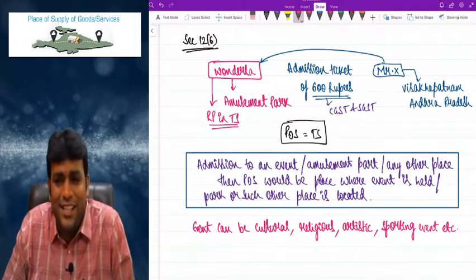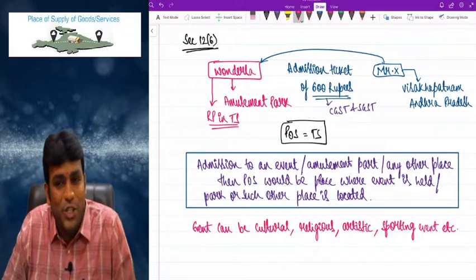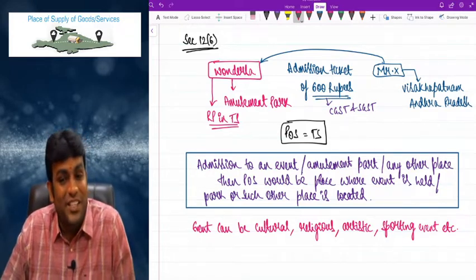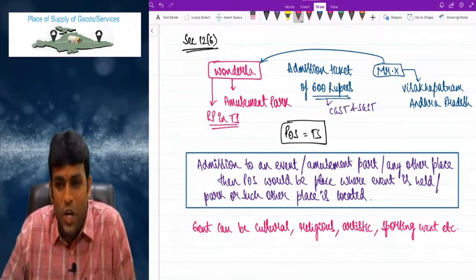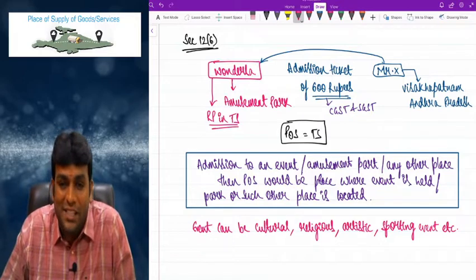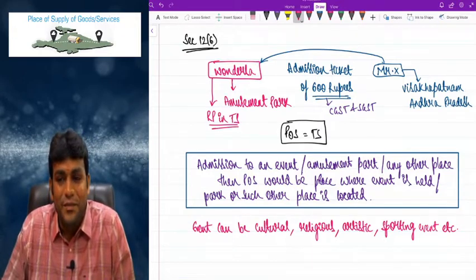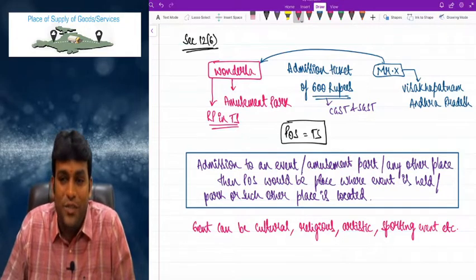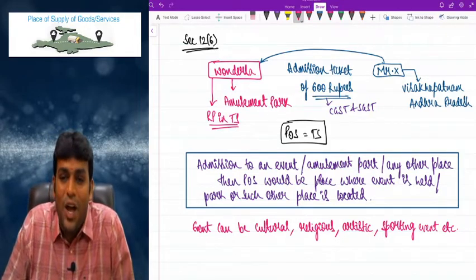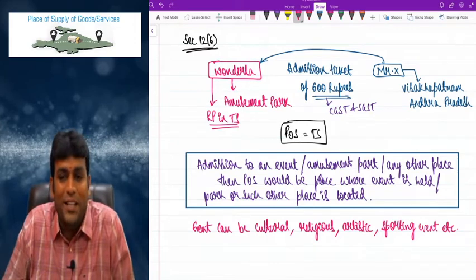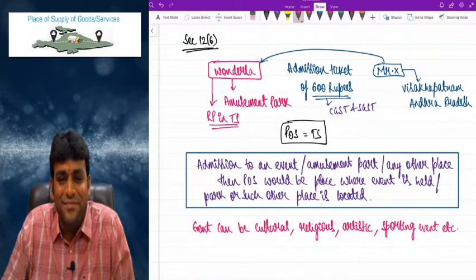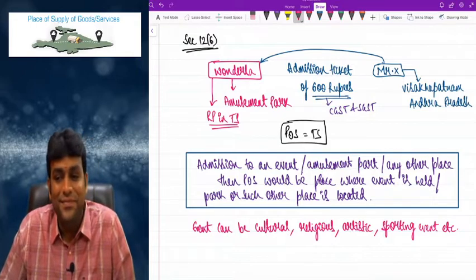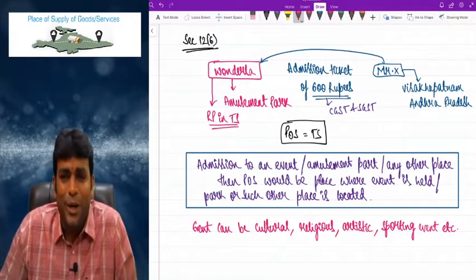Come on, please take this example and take the concept also. And this whole story is given by 12.6, which deals with admission to an event or amusement park or any other place. Basically, we are talking about the place of supply for the entrance ticket, where the law clearly says that place of supply is the place where the event is held or park or such other place is located. And the event can be either a cultural event or religious event or artistic event or sporting event. Take it, come on.